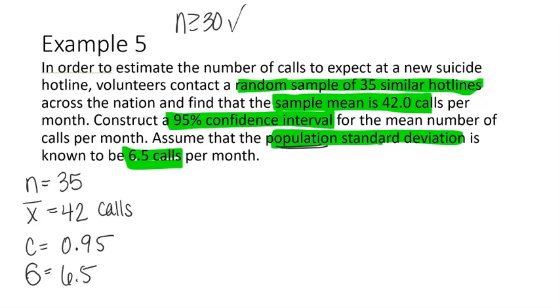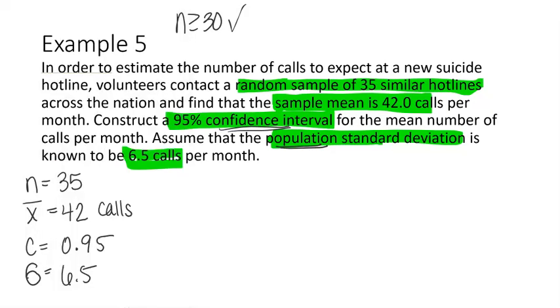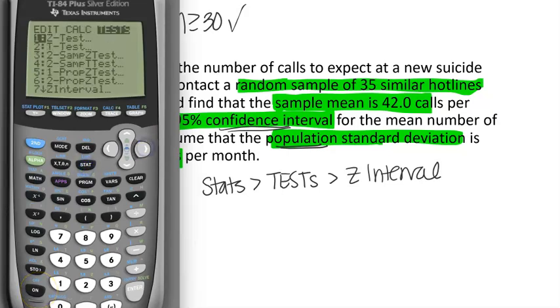Because I know the population standard deviation, and they want a confidence interval, that's when I'm going to go to second. I'm being silly. We don't hit the second button. I had to look at it. I'm going to go to stats. Now I'm over to test because I'm testing things. And we want a z-interval. So stats, over to test, down to z-interval.